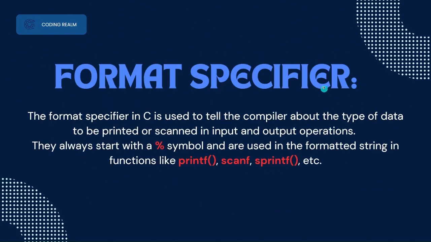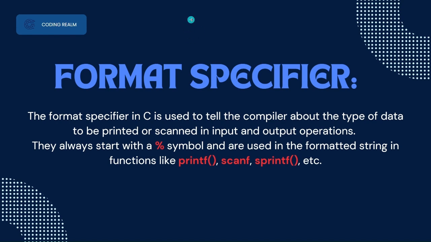Now let's talk about the most important thing, the format specifier. It's very important in the C program. The format specifier in C is used to tell the compiler about the type of the data to be printed or scanned in input and output operations. What does type of data mean? Type of data can be an integer, float, character, etc. This is what type of data means.